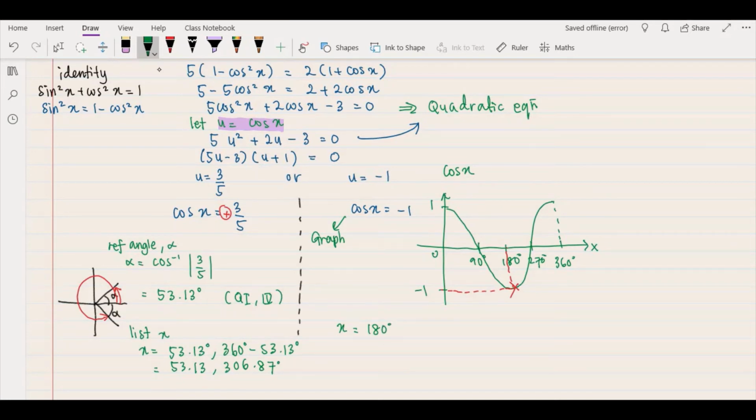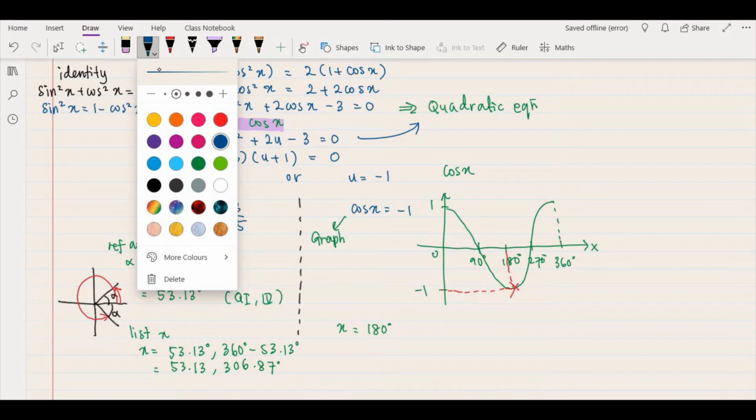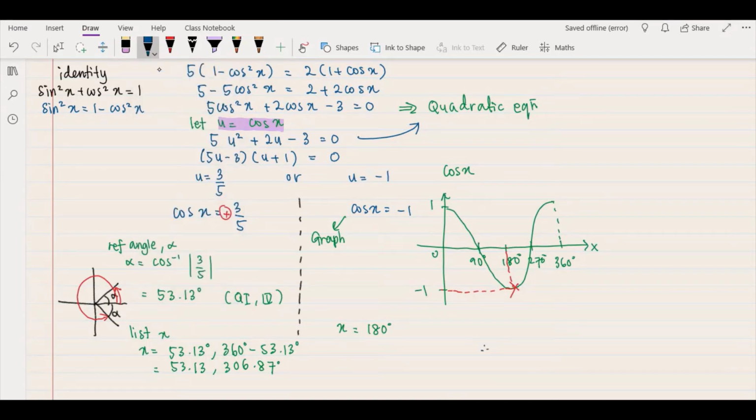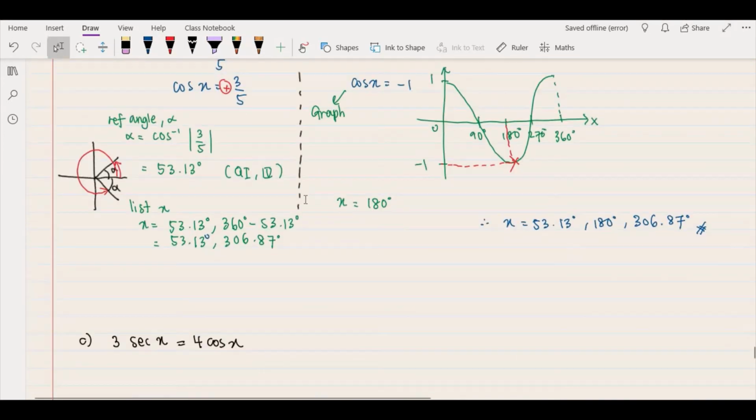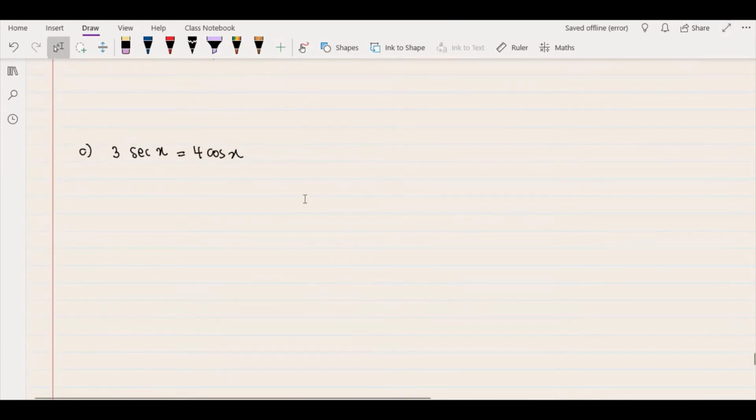Is that the final answer? No, don't forget to combine everything and write it as the final answer. x is equal to 53.13 degrees, 180 degrees, as well as 306.87 degrees. Okay, so that is how you write up your solution.